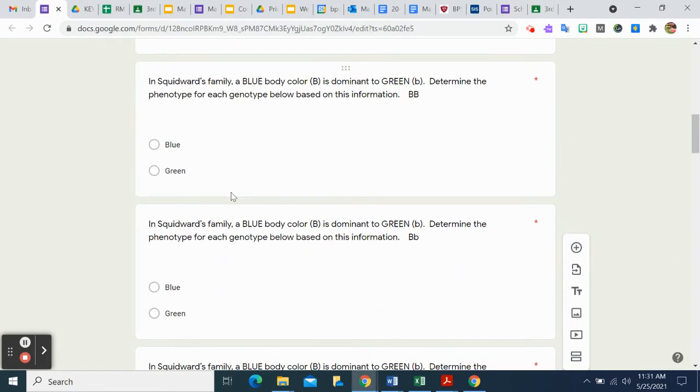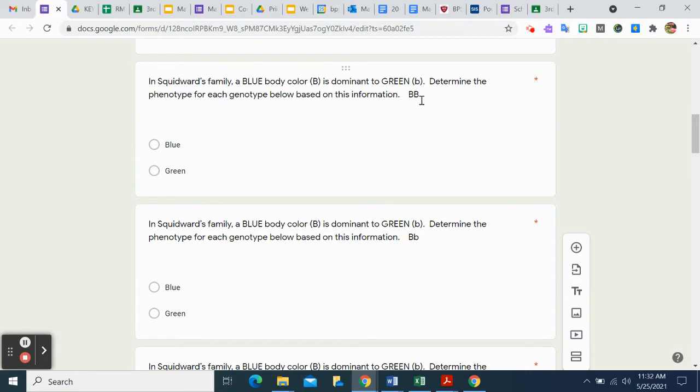In Squidward's family, a blue body color is indicated by a capital B, is dominant, which means that it overrides, it's bigger, better, or it's going to be more pronounced to green, the lower b. So blue is capital B, green is lower b. So you're going to determine the phenotype for each genotype below based on this information. So let's take a look here.